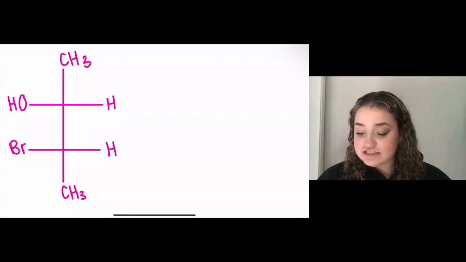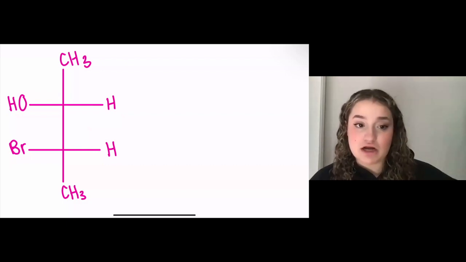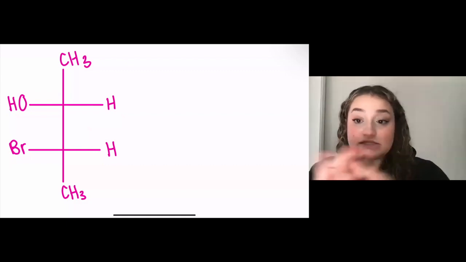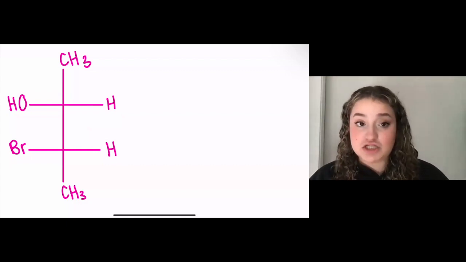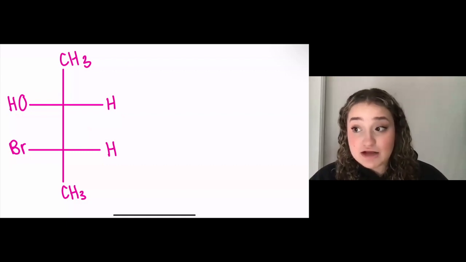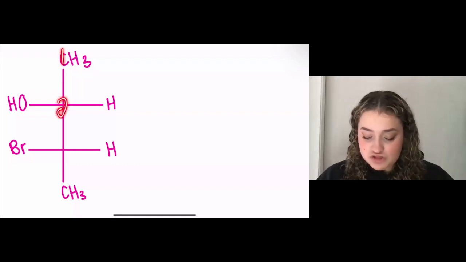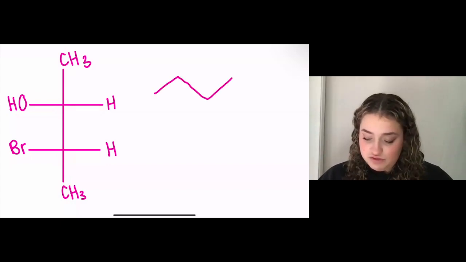So first things first, when I do this, I want to count my carbons. Now, if you are also asked to name it, when you count your carbons on your Fischer projection, that's not the carbon count that you're going to use to name it. It's just the carbon count that you're going to use to help you put it into your bond line structure. So we have 1, 2, 3, 4. We have 4 carbons. So this is a butane. 1, 2, 3, 4.